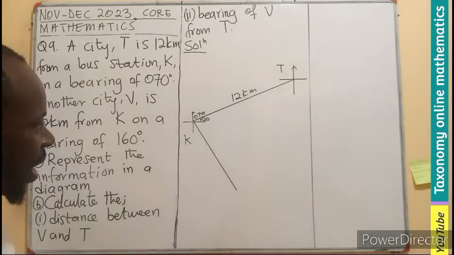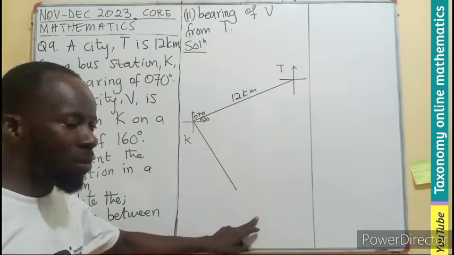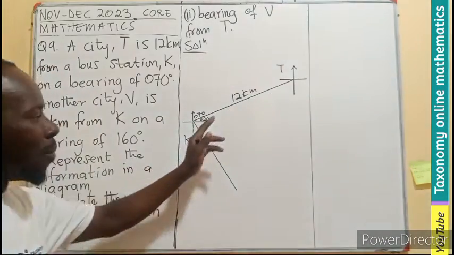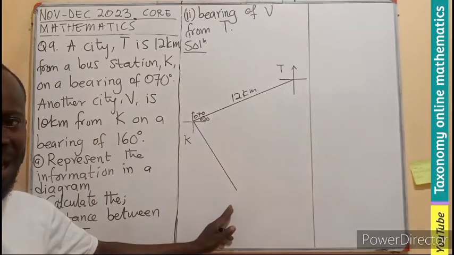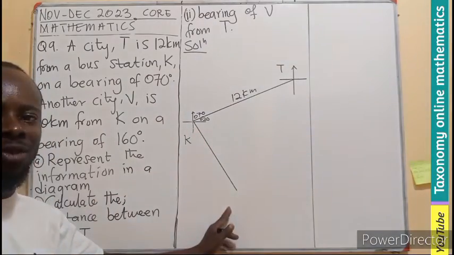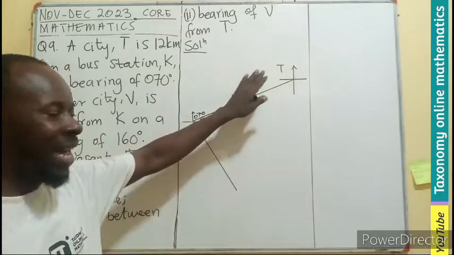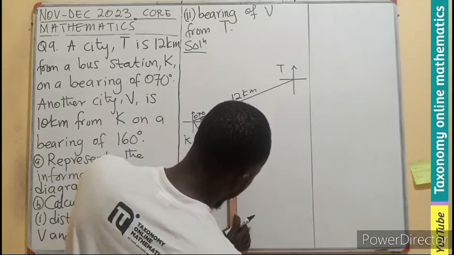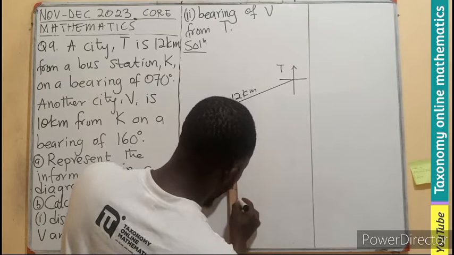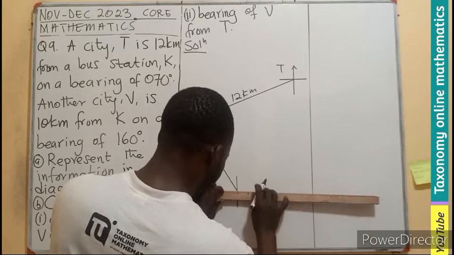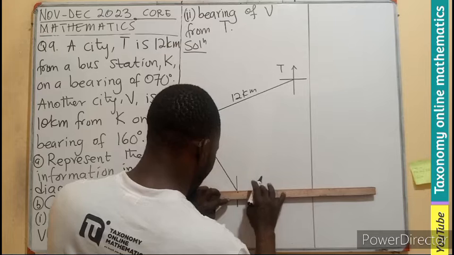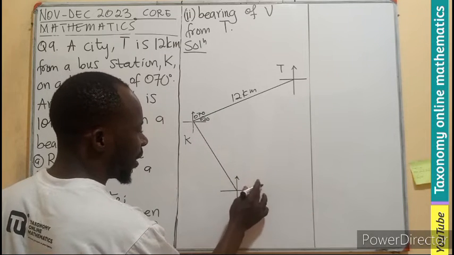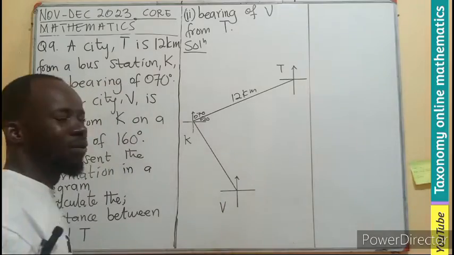Look at the line. Why did I stop at this end? I could have gone more, but we are having 12 kilometers compared to 10 kilometers. And you can see that 10 kilometers will be a bit shorter than the 12 kilometers. So we can end it here. It is not drawn to scale anyway, but we can use our own discretion to tell which line will be longer than the other. So this is also the north. Then this is going to be the town V.